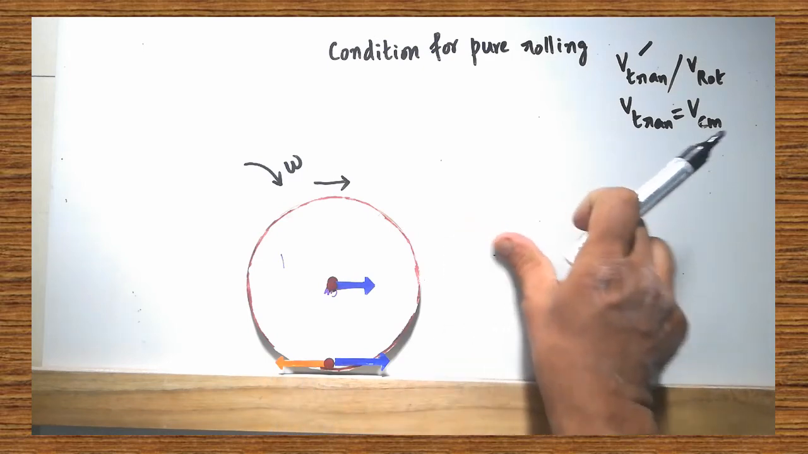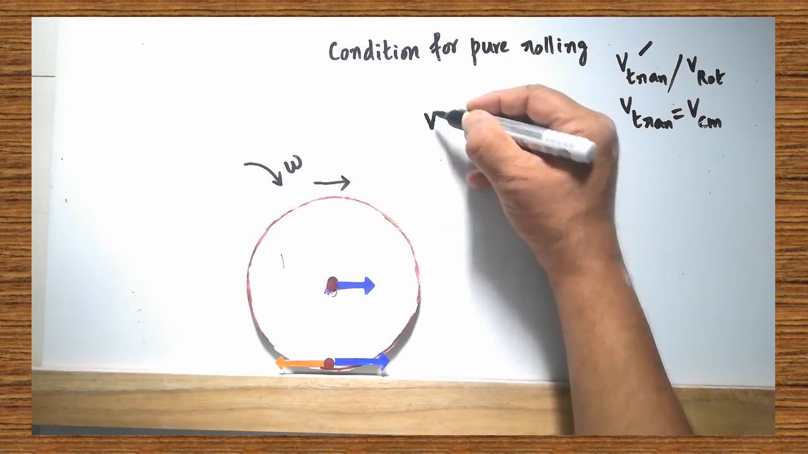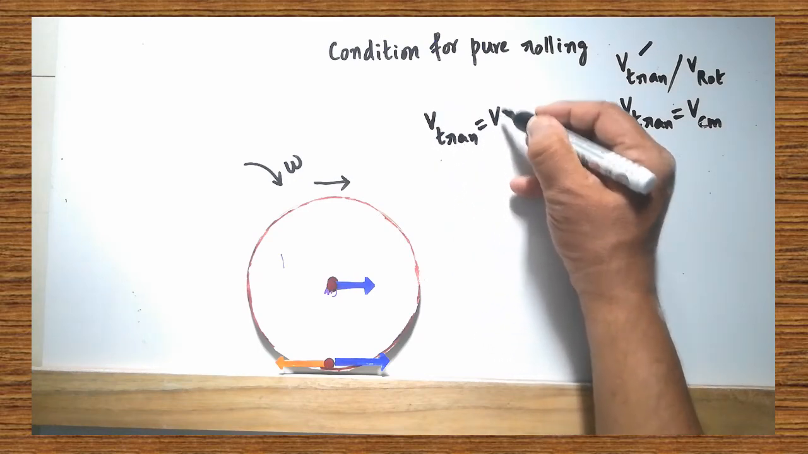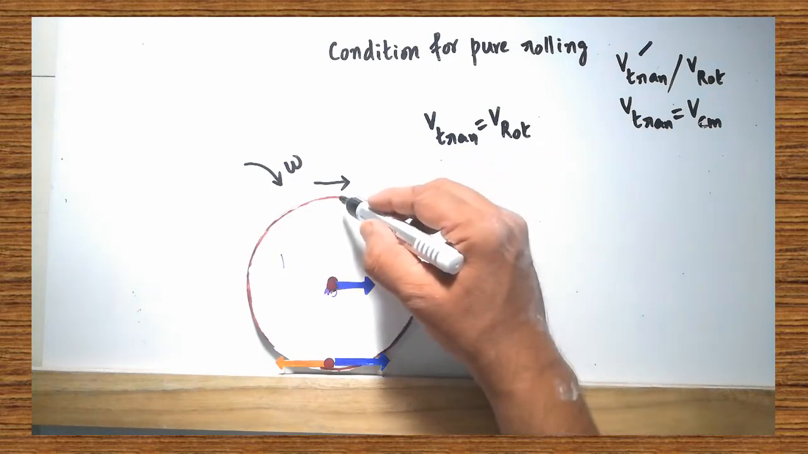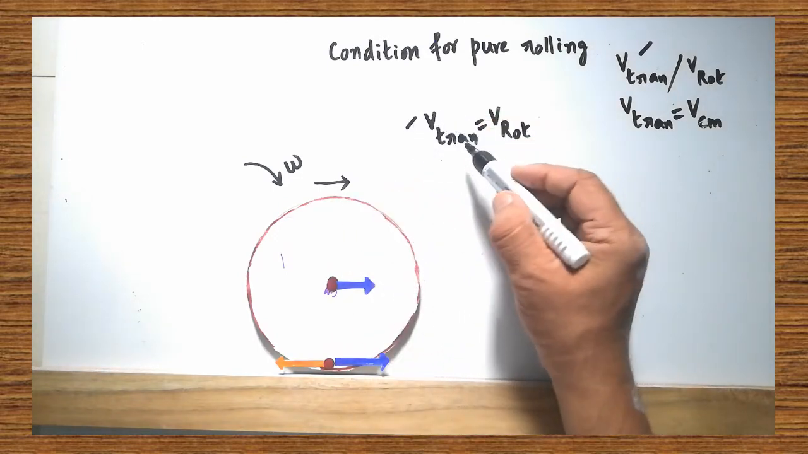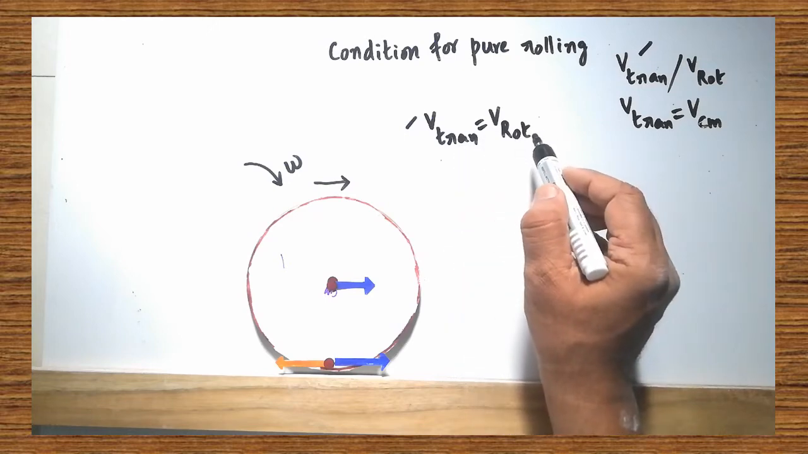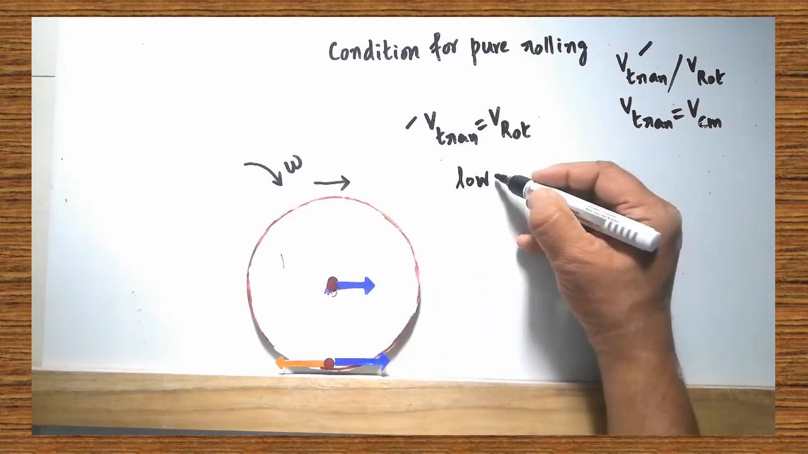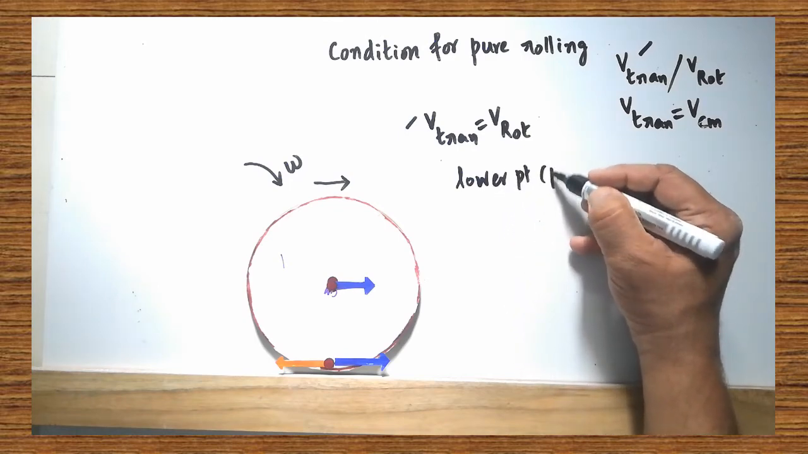Are you clear? As per the condition, what is the condition for pure rolling? V translational must be equal to V rotation. Are you clear? This is the condition for pure rolling. For all the points which are located on the edges, they have V translational as well as V rotation, but both of them will be equal. Now we will come to the lowermost point, at the point of contact, at the lower point. Lower point means at the point of contact.